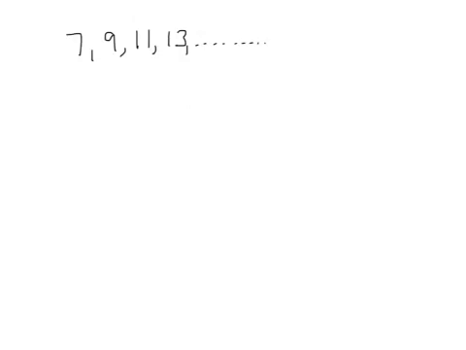Now at GCSE you would have done some work on finding the nth term of a sequence like this. Here's a reminder of that. These numbers are going up by 2 each time, so we can write u_n equals 2n plus 5. Now what does this mean?